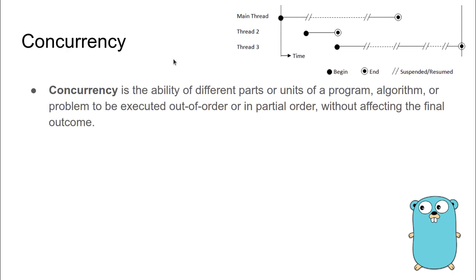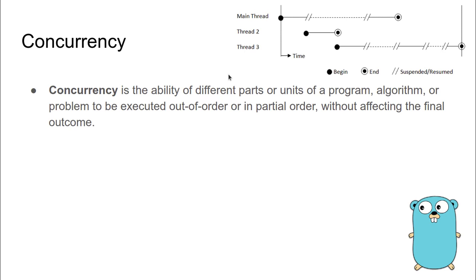So here it says that concurrency is the ability of different parts or units of a program, algorithm, or a problem to be executed out of order or in partial order without affecting the final outcome of the program. So what this means is that if a concurrent program is broken down into n number of concurrent parts, the final output of that program would not depend in any way on the order in which those n concurrent parts of the program had gotten executed.